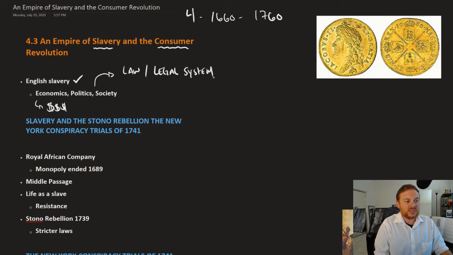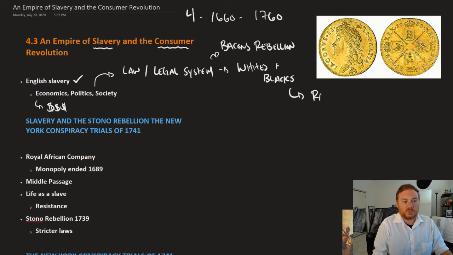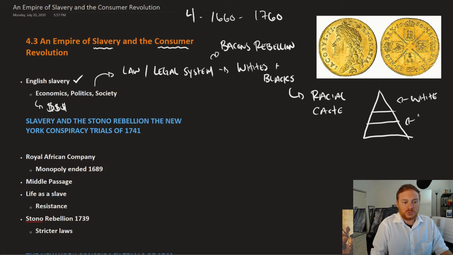And in colonies like Virginia, especially in the aftermath of Bacon's Rebellion, if you recall, a very important event which led to the rise of specifically African slavery, the law and the legal system came to treat whites and blacks differently, creating a society based off of what we might call a racial caste society. And if we were to draw a social pyramid that correlated with that, in those colonies, it would mean that if you were white, that society privileged you, and if you were black, then society did not.